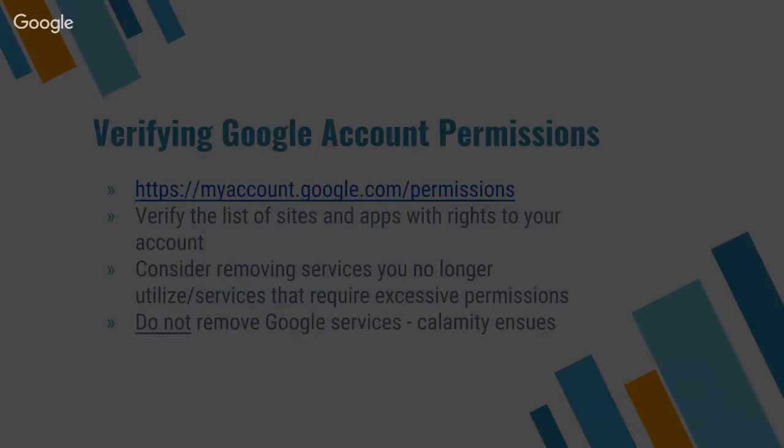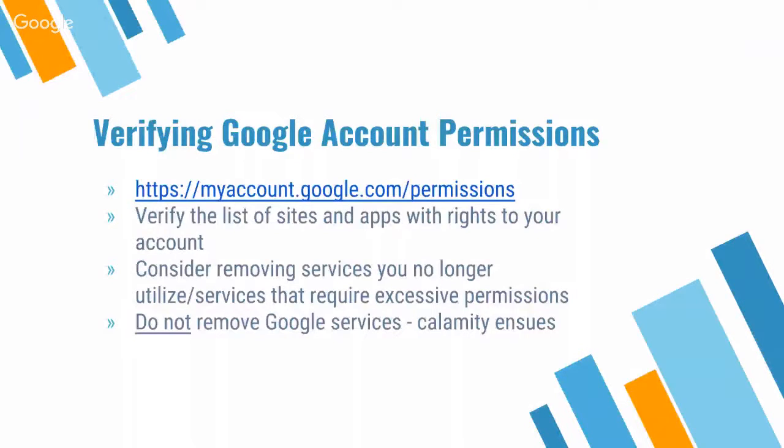The second, and this is one that you might be less familiar with, is verifying Google account permissions. So if you navigate in your browser to myaccount.google.com/permissions, what you will get is a list of all sites and apps that you've granted access to your Google account.